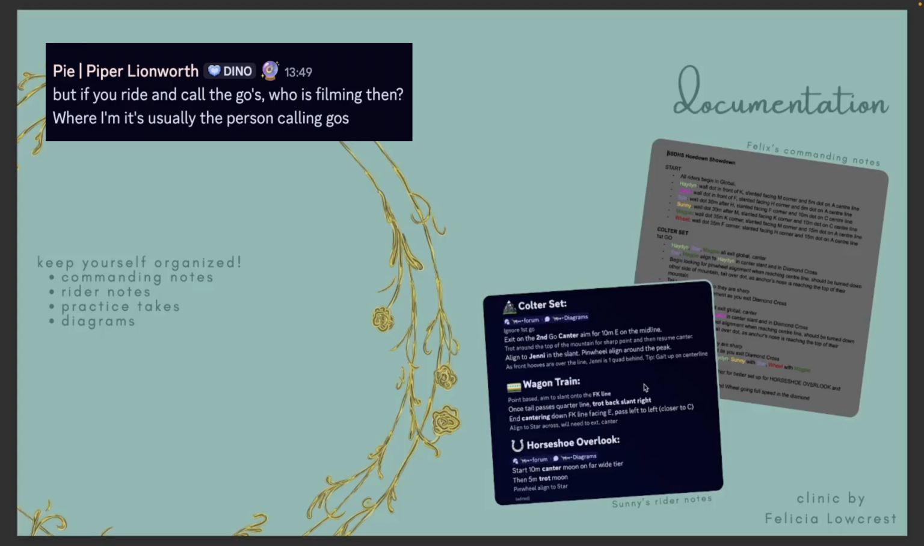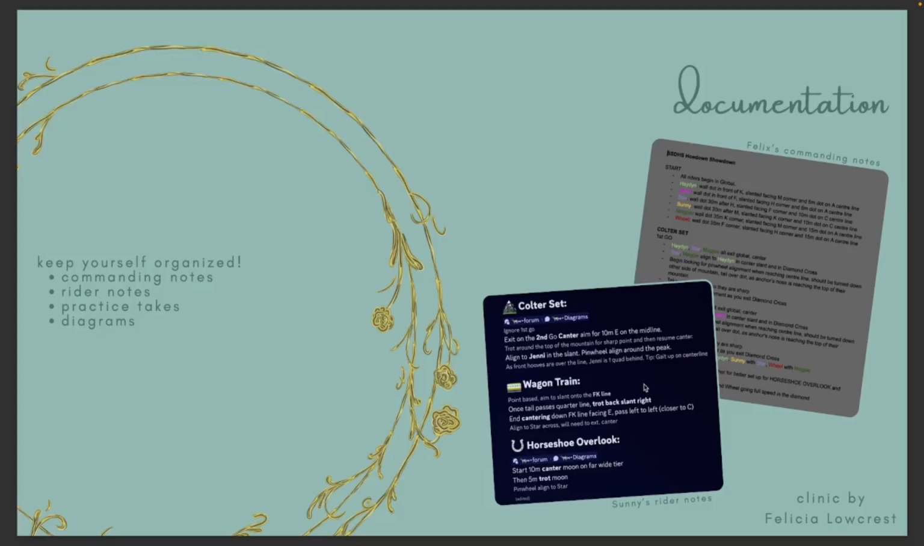Pi is asking, but if you ride and call the ghost, who is filming then? That's a good point. So you can have an alt. If you have an alt account, you can throw the alt into film. Maybe you have a friend from another club or team who is not riding in the routine and they come and film for you. You add them to the club temporarily so they can film. Or maybe you have someone in your club or team who is not riding in the routine at all and they film for you.